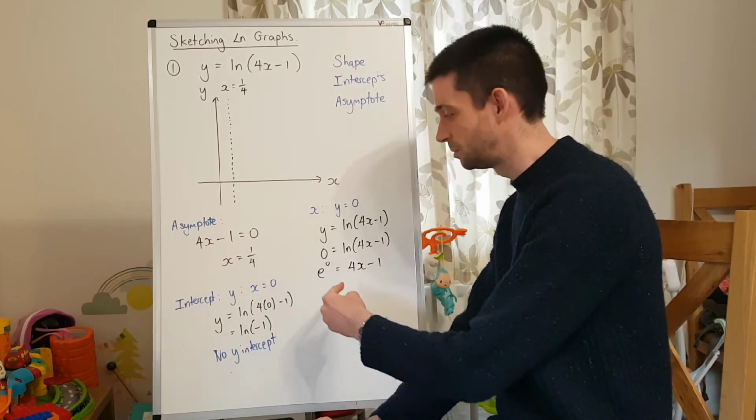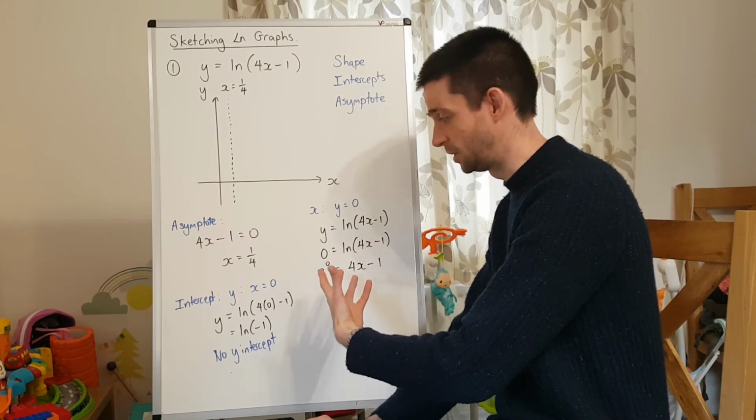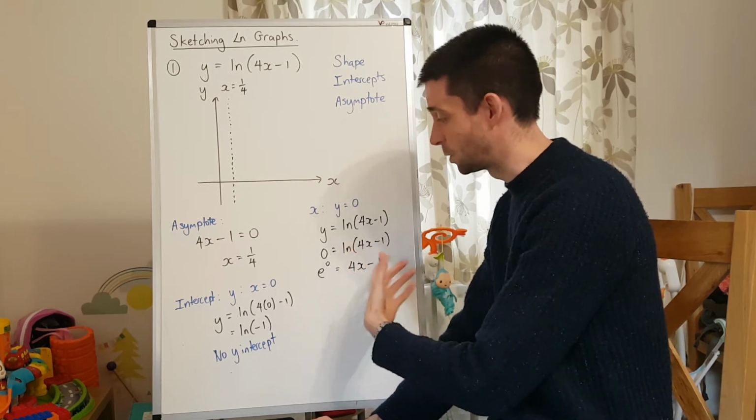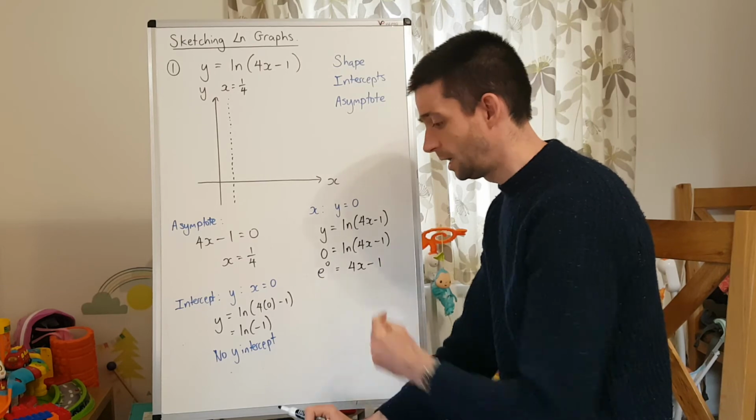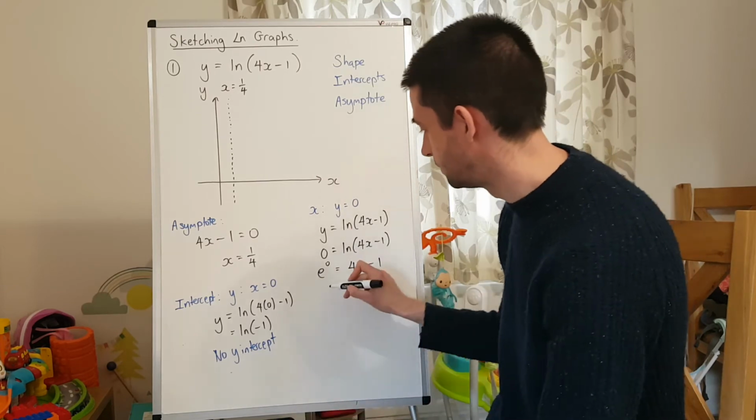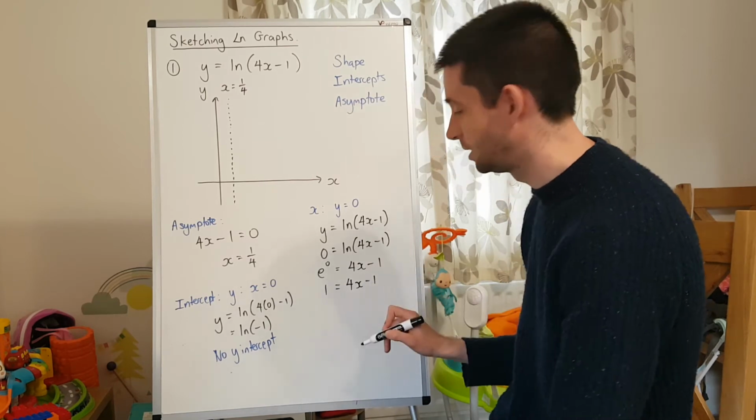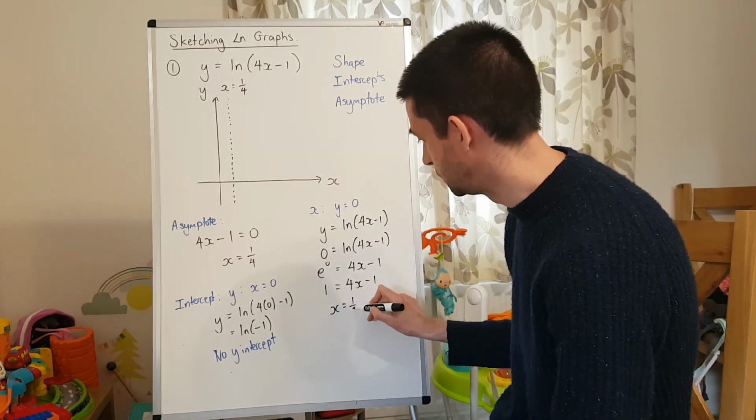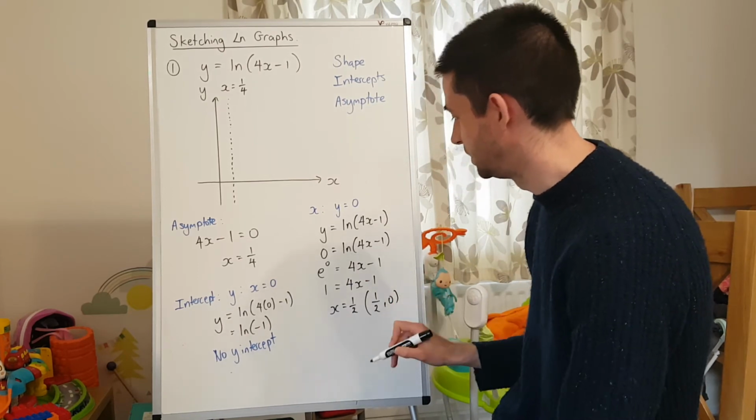Now that's important because what we're doing is putting e to the power of 0 to perform that inverse operation. E to the power of ln on this right hand side of the equation is cancelled out, which is why I'm just left with the bracket. E to the power of 0, a number to the power of 0, is 1. So I have 1 equals 4x minus 1, which leads me through to x equals 1/2. So I have an x-intercept of (1/2, 0).